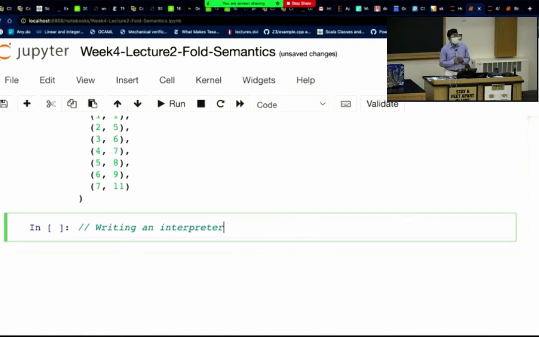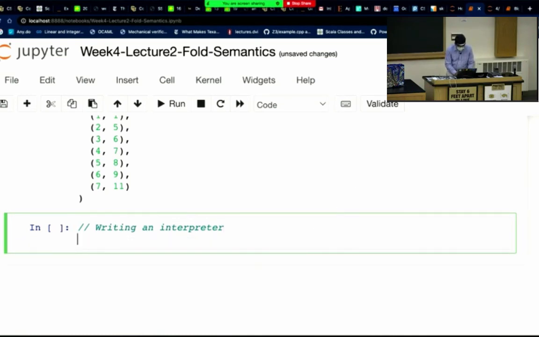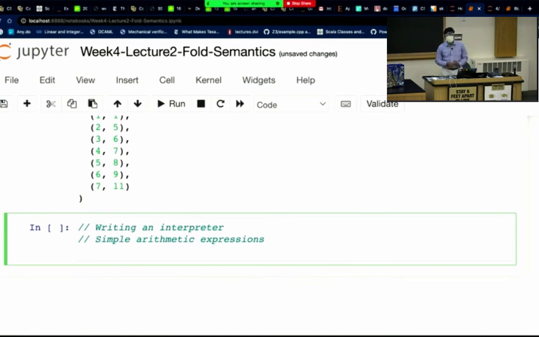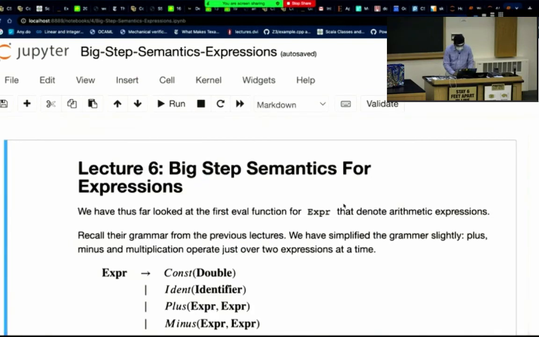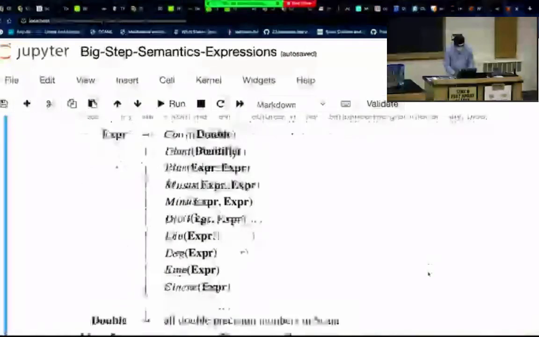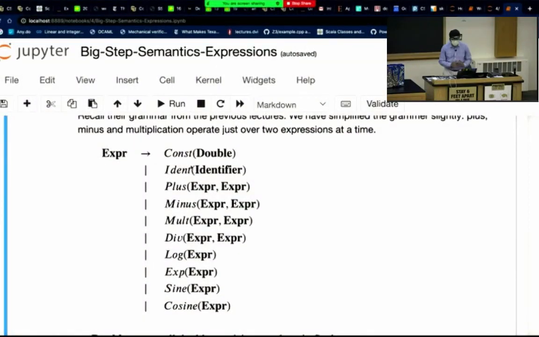Okay, so now I'm going to switch gears and talk about writing an interpreter. We're going to talk about writing an interpreter for a simple arithmetic language. Simple arithmetic expressions. Okay, so I'm interested in writing an interpreter for arithmetic expressions. So what are arithmetic expressions?